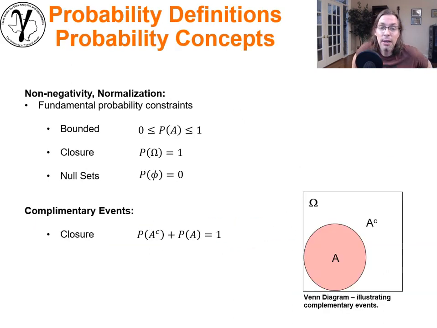So let's go ahead. We've just demonstrated this idea of intersections, unions, complements, and this idea of calculating frequentist probabilities from a simple sample set. Let's go through a couple more probability concepts. Non-negativity and normalization. These are fundamental probability constraints, and they build on the basic axioms that we talked about in the previous lecture from Kolmogorov.